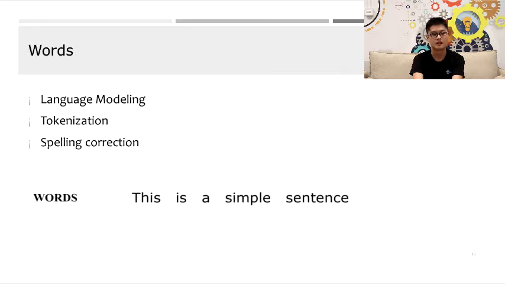Language modeling does similar things. It implies the words that the user wishes to say, and tokenization separates the words in a sentence. NLP models will also do spelling correction in this step.